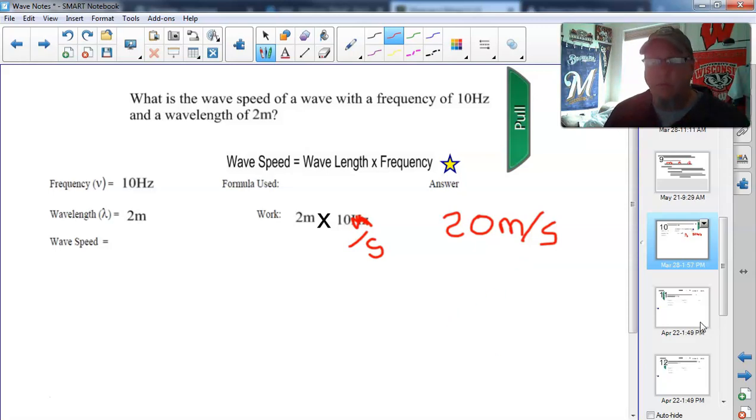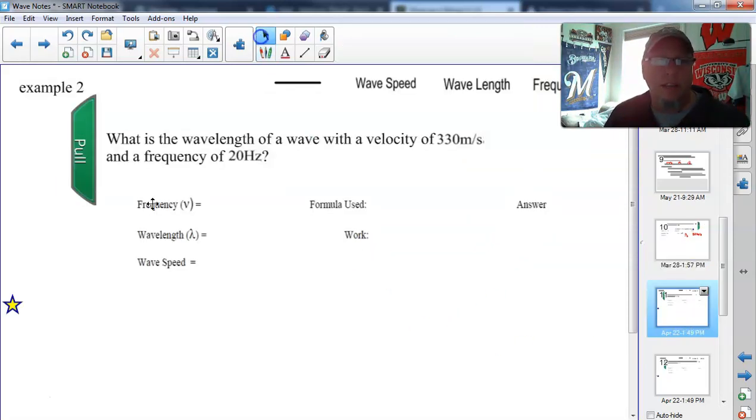Let's look at a second problem. If I were to look at a second problem, example number 2, ignore all these things up at the top. What is the wavelength? So in this case, I don't know lambda. And I have a velocity of, so that's my speed, 330 meters per second, and a frequency of, well, there's that 20 hertz thing again. Okay? So I do know a formula.